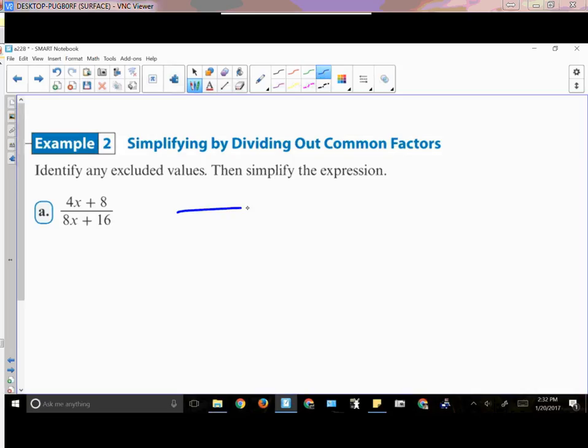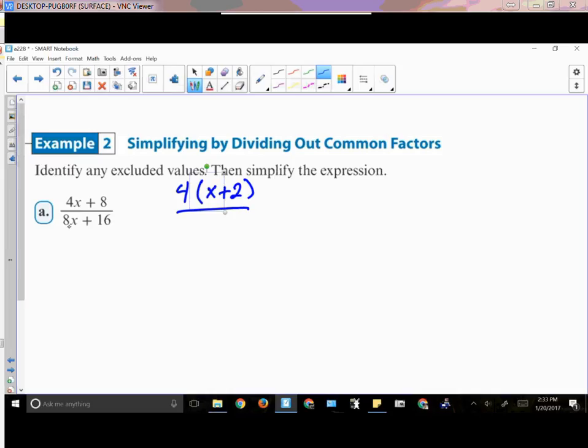So I look on the top here and I see that I got a 4x and I've got an 8. Is there anything I can factor out of each one of those terms? It turns out that I can factor out a 4. Now I know you said 2, but I want to factor everything out as much as I can. So that leaves me with x plus 2. Would you agree?